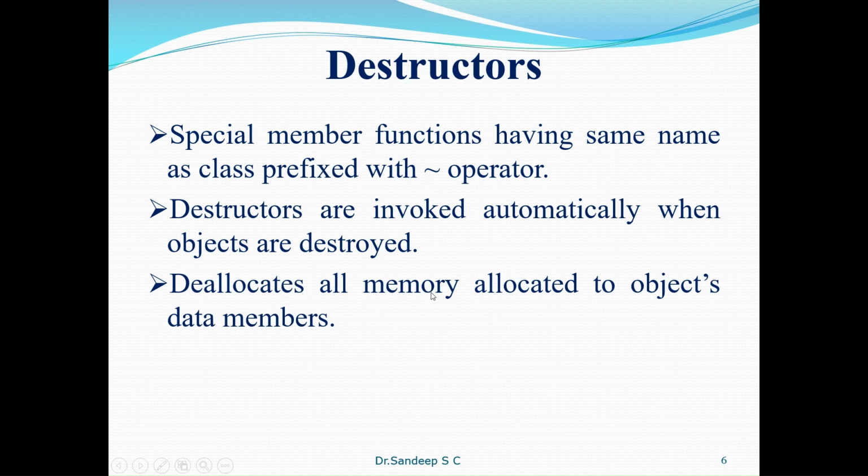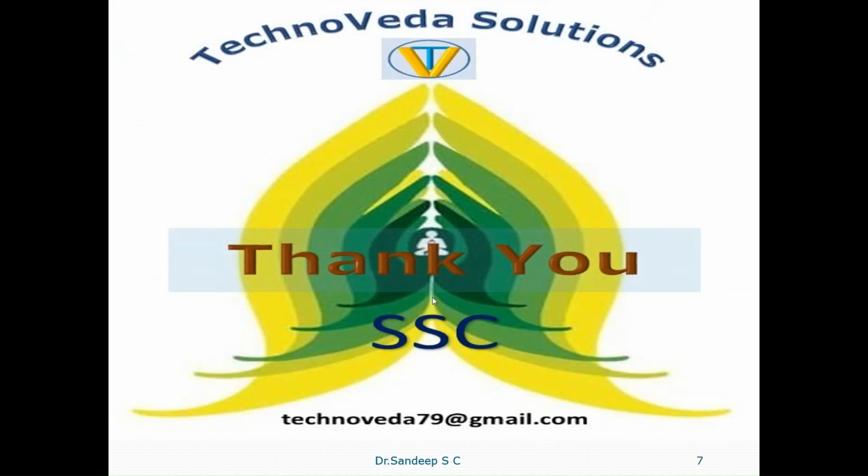Destructors deallocate the memory allocated to the object's data members. Similar to what we discussed in constructors, which allocate the memory, destructors deallocate the memory allocated to the objects. And we can have only one destructor for a class.